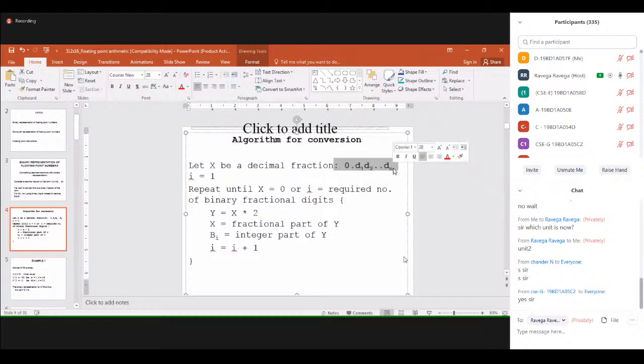So you have to convert each and every number to binary, right? So you need a loop for that. You're starting with the first number i equals 1, and you're repeating until x equals 0 or i equals the required number of binary fractional digits, right? So what is y? y equals x into 2, right?